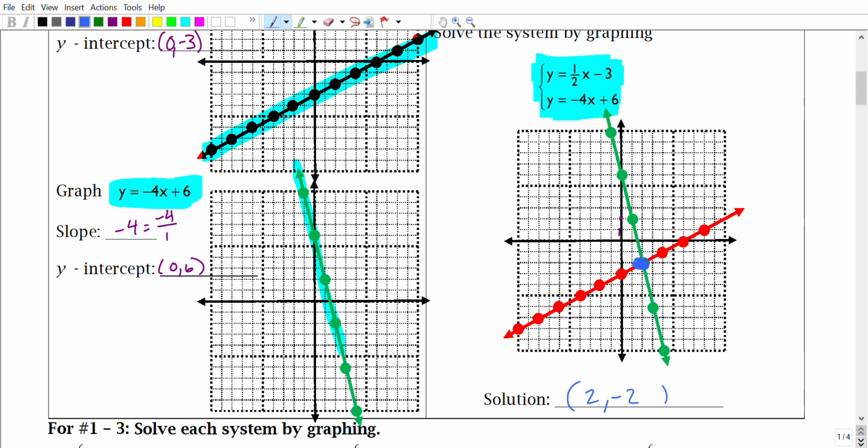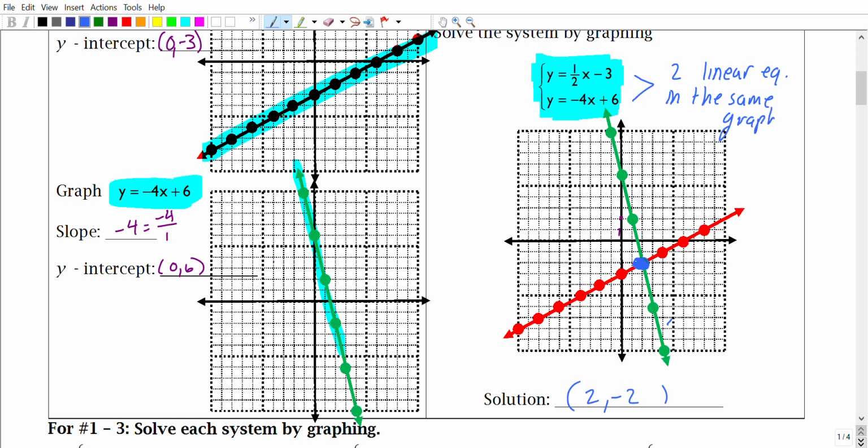That's the only difference, guys. Before, we had only one linear equation per problem. Now, notice, we have two linear equations in the same graph.